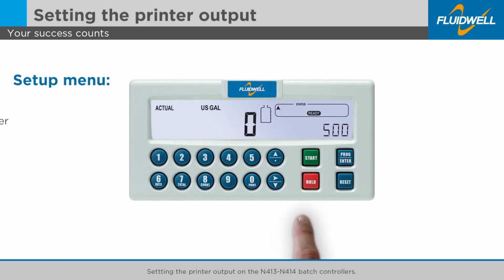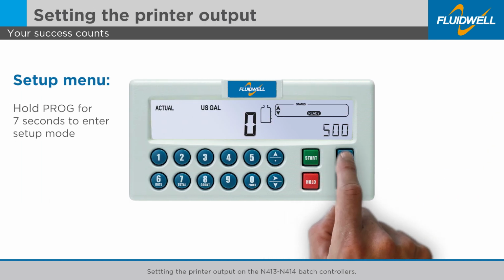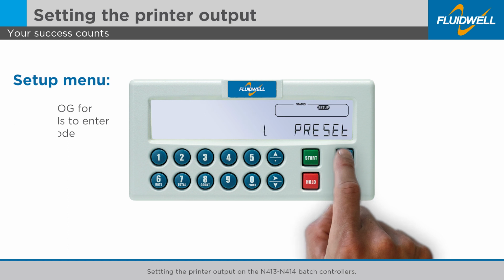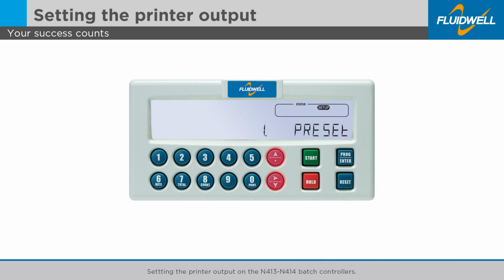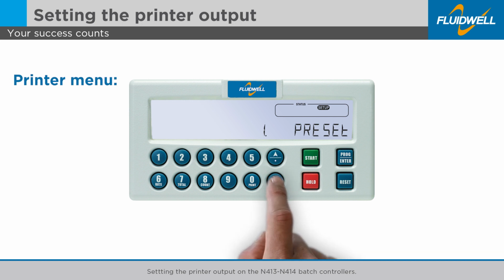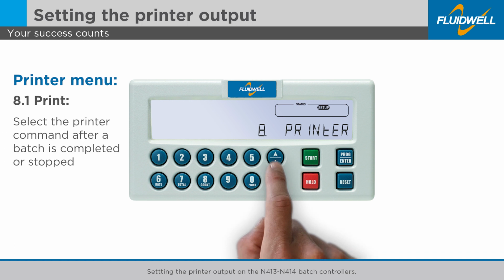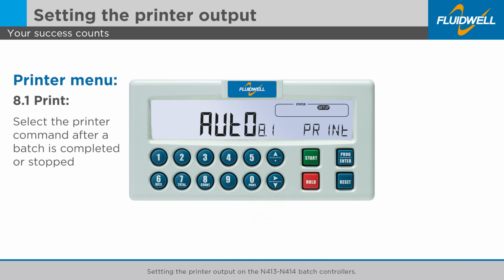Hold the Program button for 7 seconds. Menu 1 Preset appears. You can use the arrow buttons to navigate through the menu. Use the arrow to the right button to navigate to Menu 8 Printer. Use the arrow up button to go to Menu 8.1 Print to select the printer command after a batch is completed or stopped. Press Prog to change this setting.